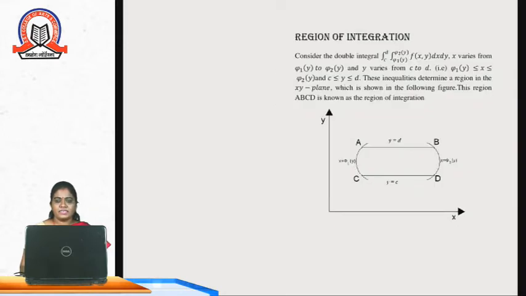Region of integration. What is the procedure to do the double integration? If the double integration is given like this, we are considering the curves A and B like this. That is the value corresponding to x as phi 1 of y, phi 2 of y. This is the equation of the curve. And CD and AB are lines corresponding to the y-axis as y equal to c, y equal to d. After finding the integral value and substituting the limits, we will get the region of this ABCD.